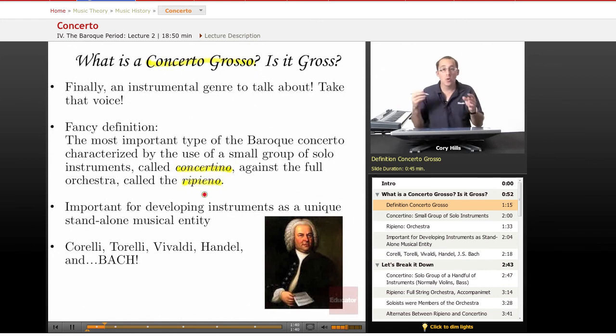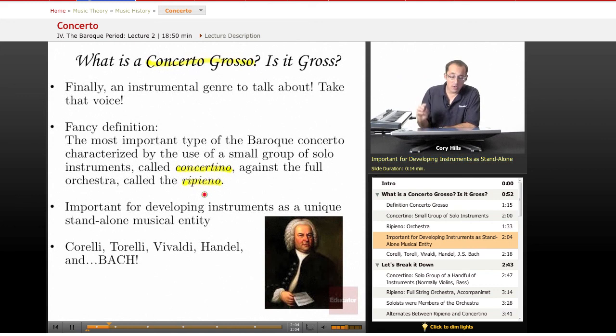Now, this whole notion of soloist and accompaniment goes back to organum, where you had the one voice of organum that was the fancy one, the principalis, and then you had the one that was not as important. I shouldn't say not as important, of course, but you see this divide of solo and accompaniment. This is important for developing instruments as a unique standalone musical entity. As I mentioned, this is not voice.